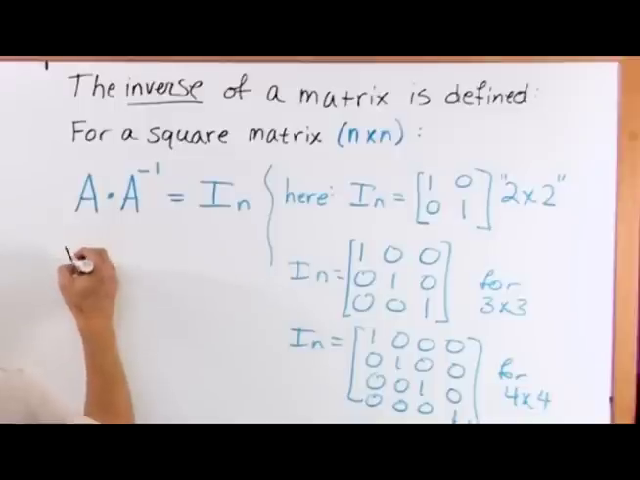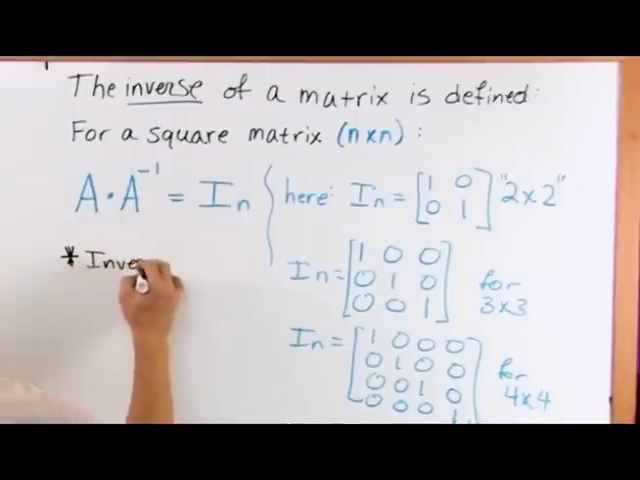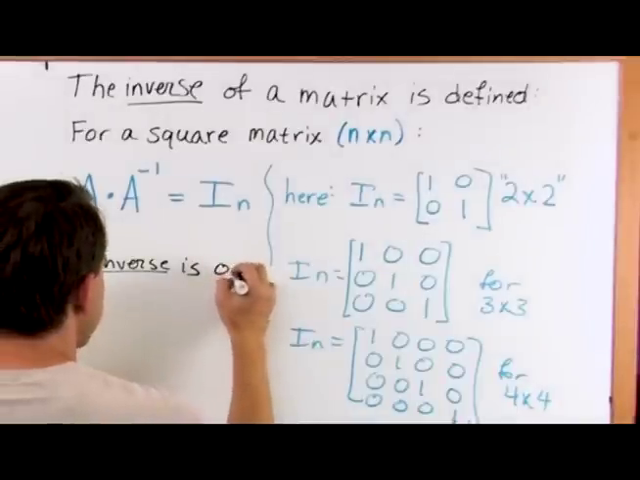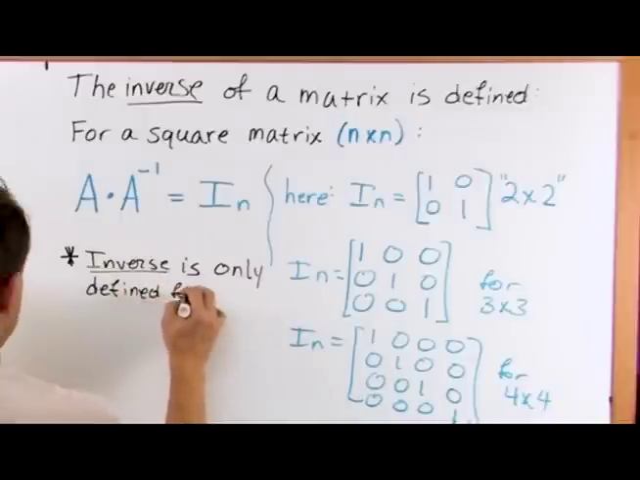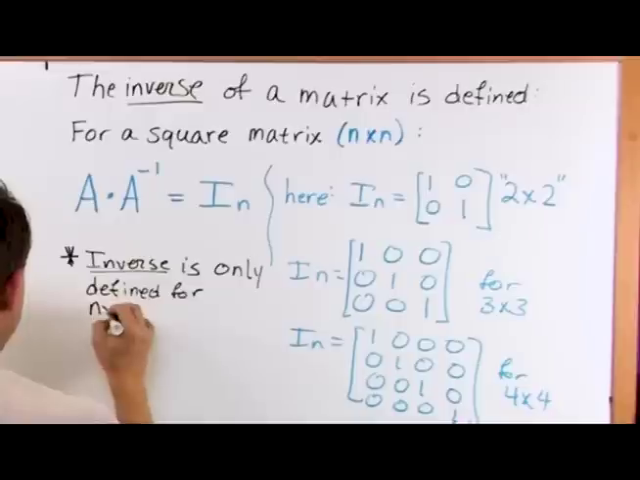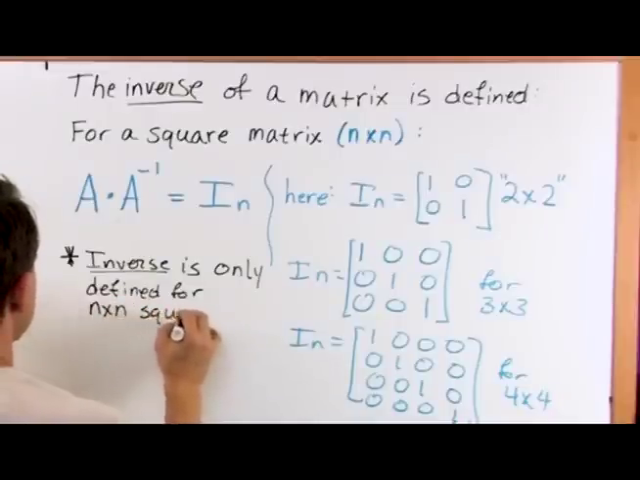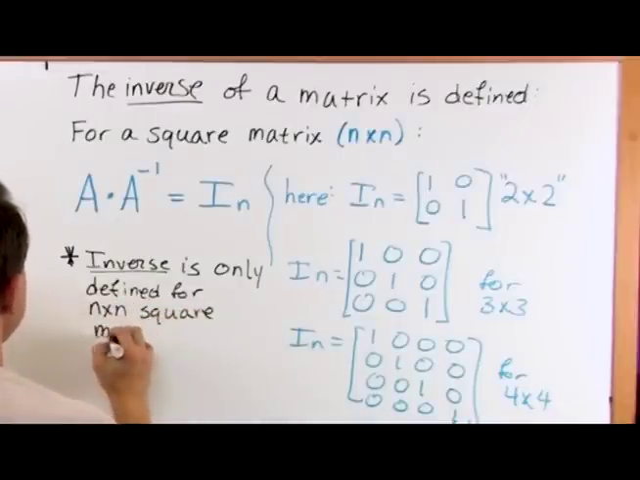I'm going to put little stars by them because they are very important for you to remember. Okay? The inverse matrix is what I'm trying to say, is only defined, and I hinted to this before, for n by n square matrices.